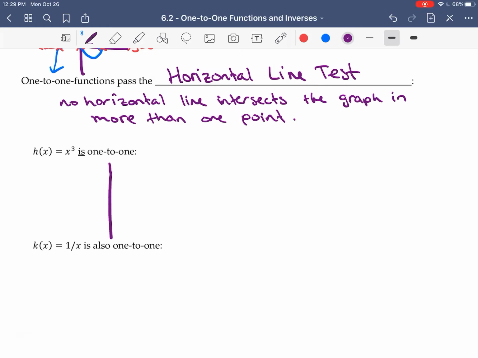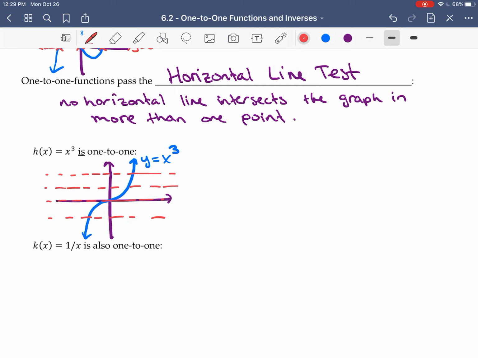So if you look at the graph of x cubed, which we should know, it looks like that. If you look at any horizontal line, it doesn't matter where it is, it's only going to hit the graph once. Okay, so that passes the horizontal line test. So therefore it is one-to-one.